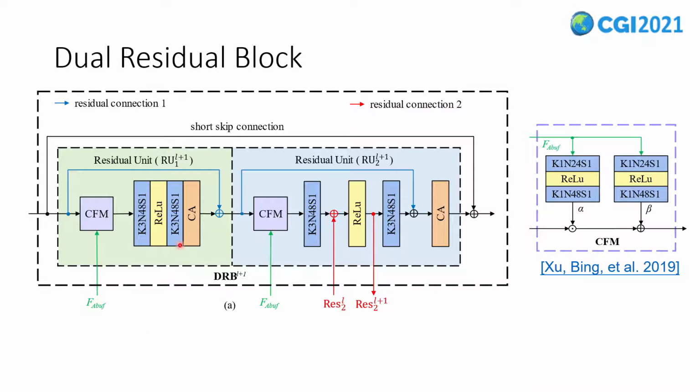And inside our dual residual block, we use the conditional feature modulation to fuse the auxiliary features and the feature inside the denoiser. After the conditional feature modulation, we stack two convolution layers and a channel attention module.